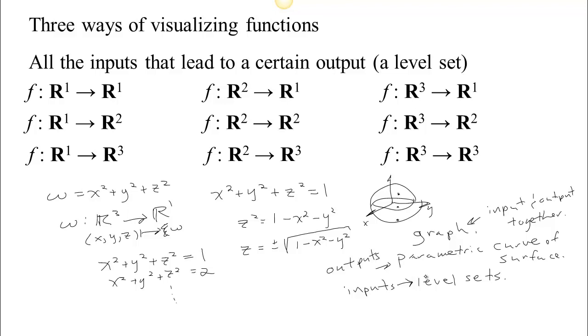So as we go through, what we're going to do now is think about these 9 different types of functions that are of interest to us in this class, and we'll go through and come up with visualizations that work or that would be useful for each one.